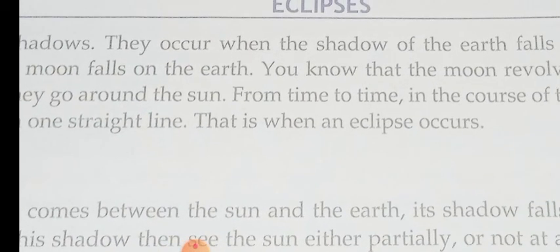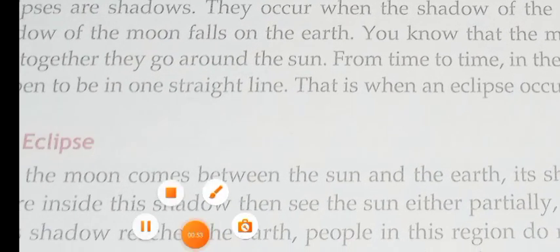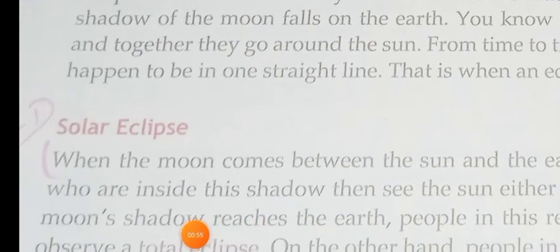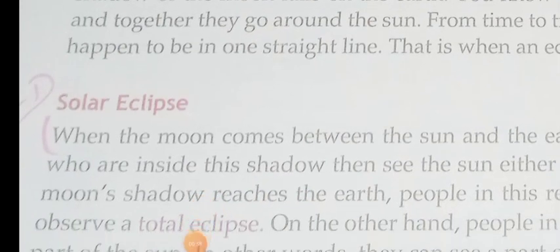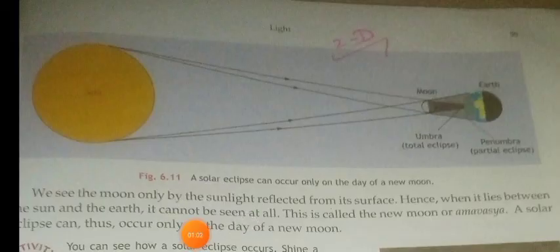We know that eclipse is of two types. Well, the first one is solar eclipse. So when the moon comes between the sun and the earth, then its shadow falls on the earth.